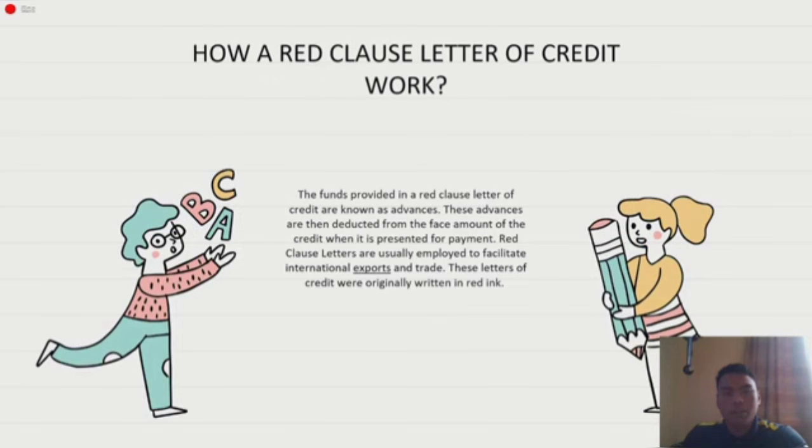Okay, then how does a red clause letter of credit work? The funds provided in a red clause letter of credit are known as advances. These advances are deducted from the face amount of the credit when it is presented for payment. Red clause letters are usually employed to facilitate international export and trade. This letter of credit was originally written in red ink. A red clause letter of credit allows an exporter to obtain pre-shipping finance, although available credit is usually only part of the estimated value. It could even be the entire sale value.